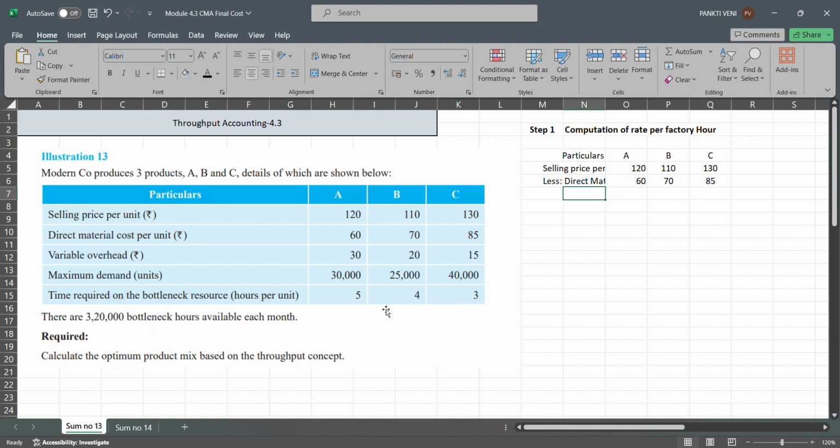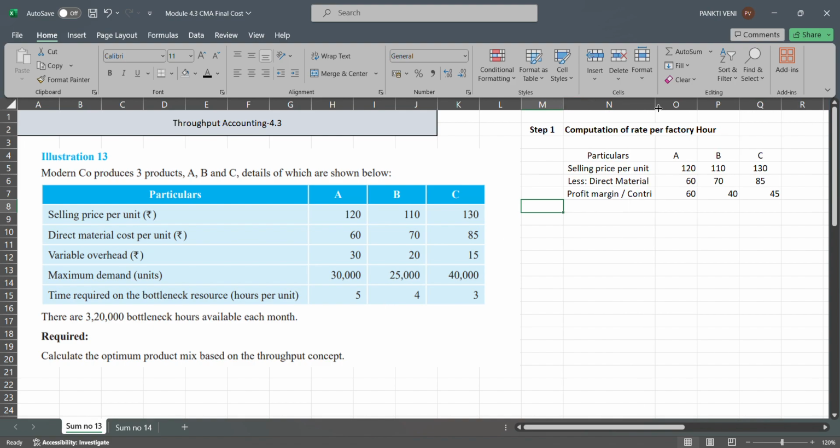Then I have throughput profit margin. If I subtract these two, I'll get throughput profit margin. That is nothing but contribution. Then I have time required on bottleneck resources. So time required is 5, 4 and 3, given to me in the question. So I'll find out a return per factory hour.